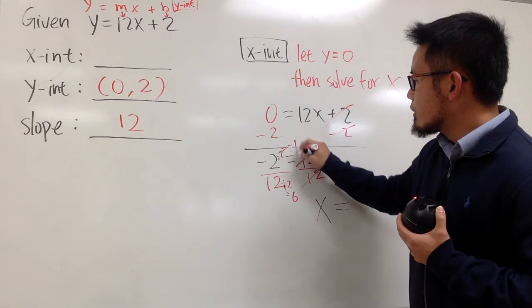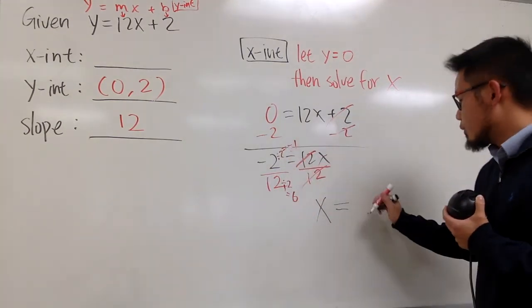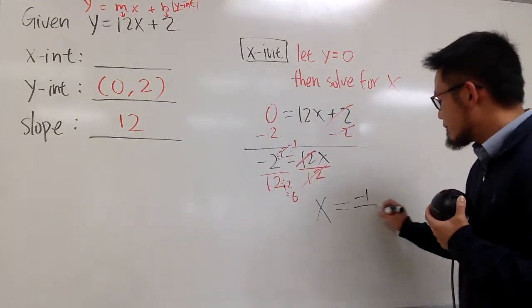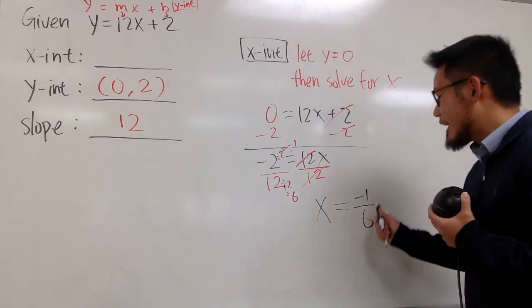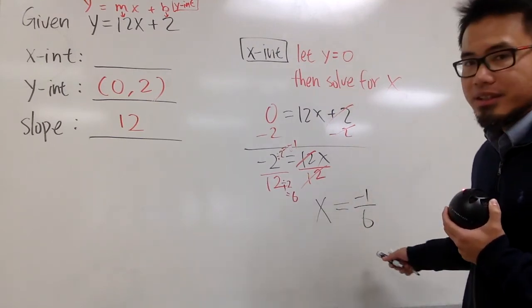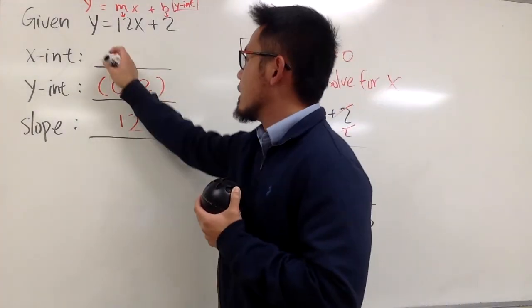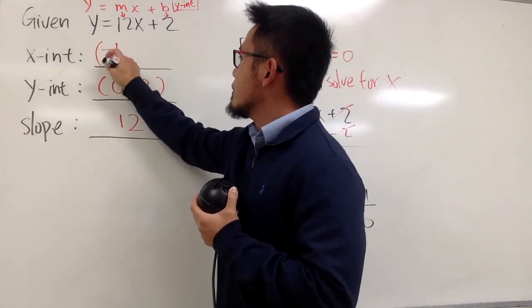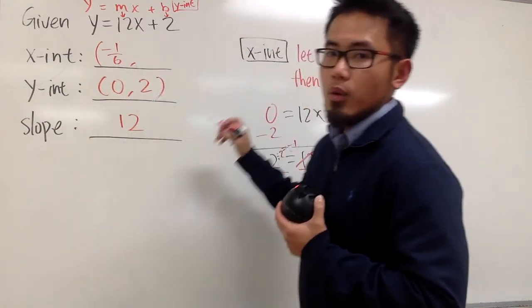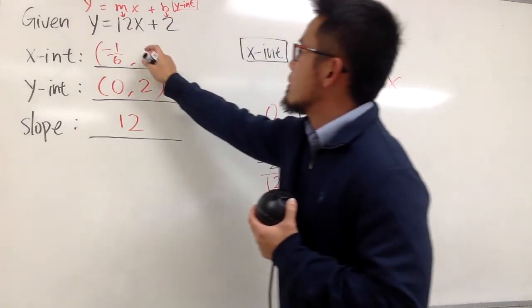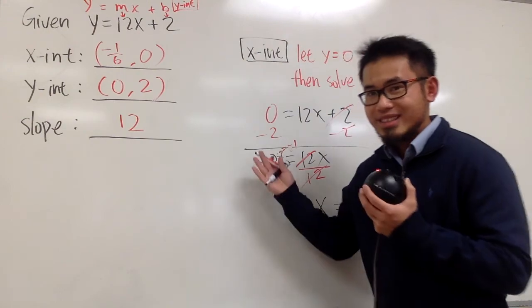Altogether, on the top, we have -1. And on the bottom, we have 6. So in the end, we see that x will be -1 over 6 when y is equal to 0. So that's pretty much the answer right here. X is equal to -1 over 6, and y is equal to 0. Like this. And we are done. That's it.